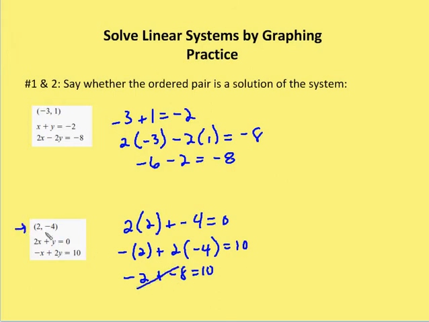So 2, -4 is a solution for the first equation, but not for the second, which means that it's not a solution of the system. It's a solution for this one equation, but in order to be a solution for the system, it has to satisfy, or make true, both statements for both equations. All right, moving on.